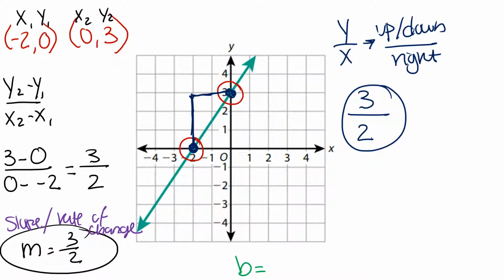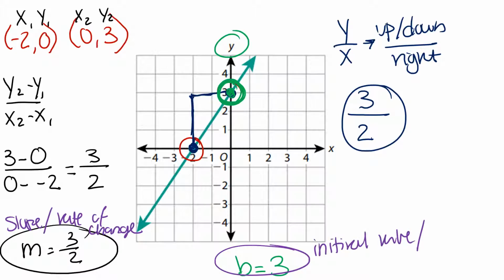Now, the b value is where the line crosses the y-axis. The line crosses the y-axis here at 3, and so our b value is 3. Remember, the b value stands for the initial value, also known as the y-intercept.